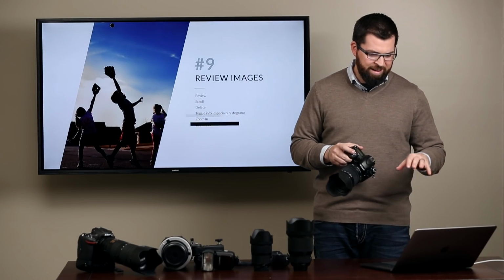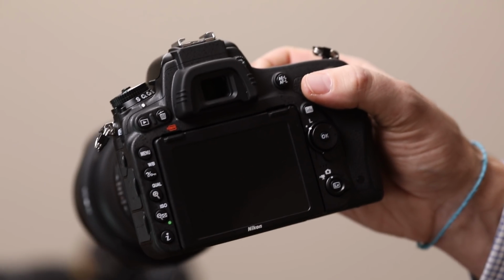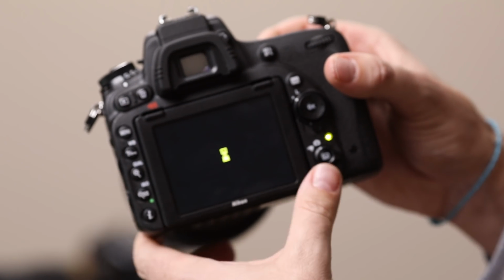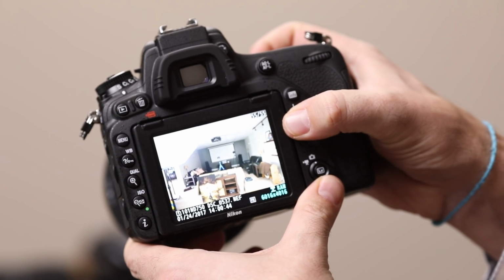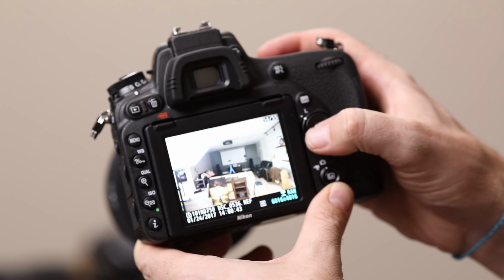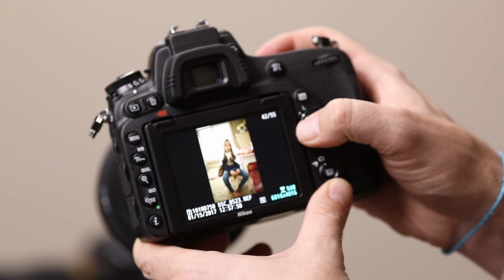Okay, number 9 is how to review the images. Pretty straightforward. First, just look on the upper left corner of your camera. There's this little play button. Press play and it'll bring up those pictures. I actually just took one, as you can see, of the camera room here. Hit to the left of this circular pad to go backwards in pictures. Hit to the right to go forward.